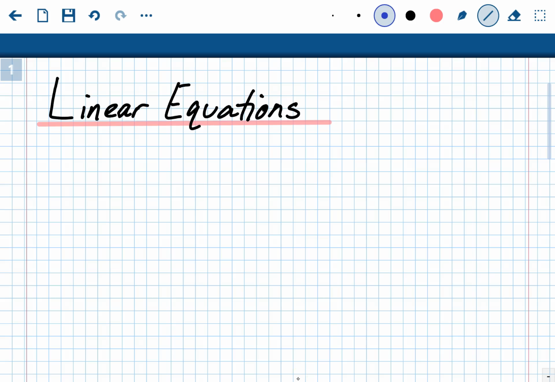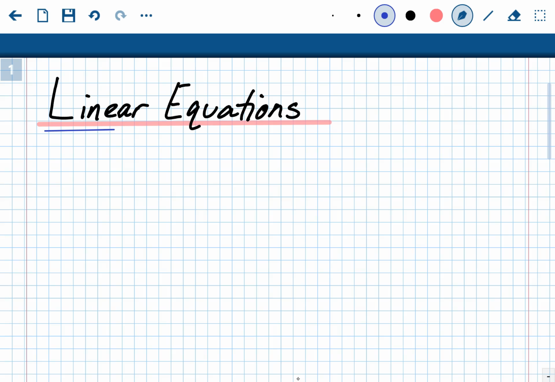Okay, so now we're going to intro linear equations. Linear equations is what we're going to be dealing with for the rest of the semester. So linear equations, first thing you should probably notice is that linear, line. These are going to be lines. We're going to be dealing with lines.